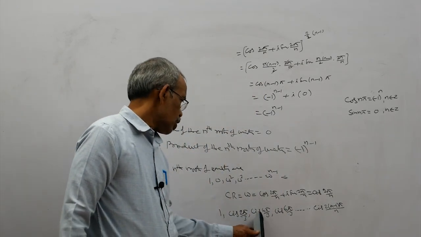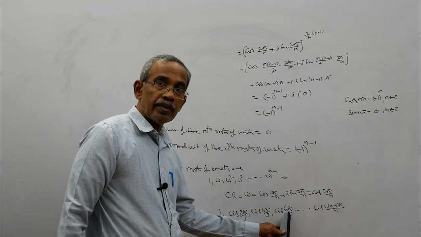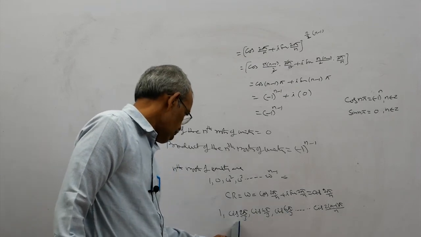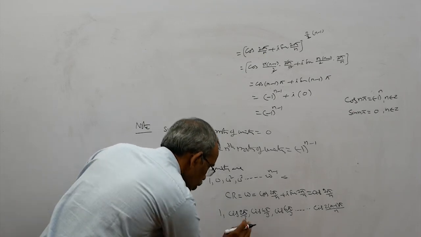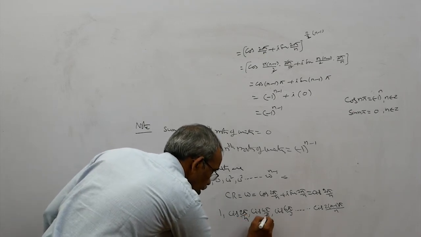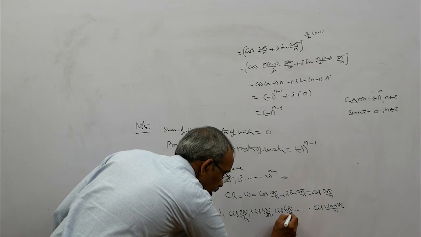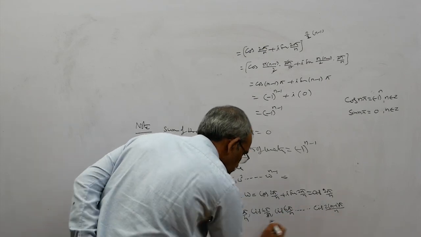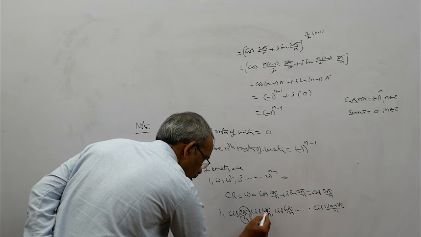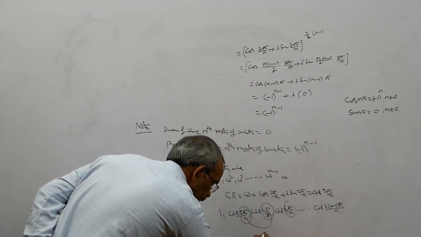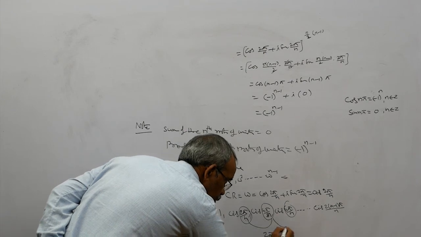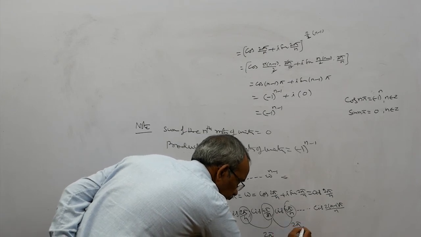Cis 2 pi by n, cis 4 pi by n, cis 6 pi by n. Here these differ in the argument by 2 pi by n, 4 pi by n, 6 pi by n, and 2 into n minus 1 pi by n. These are the arguments, and consecutive ones differ by 2 pi by n. These two differ by 2 pi by n.